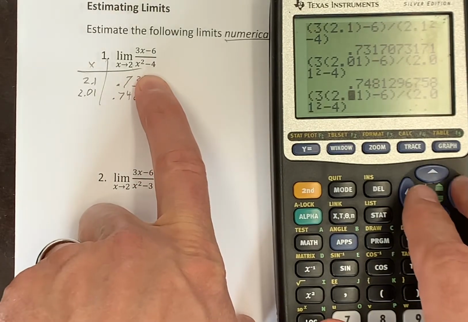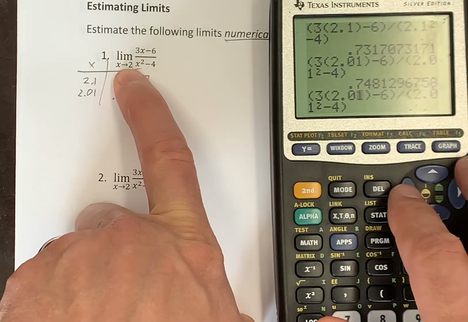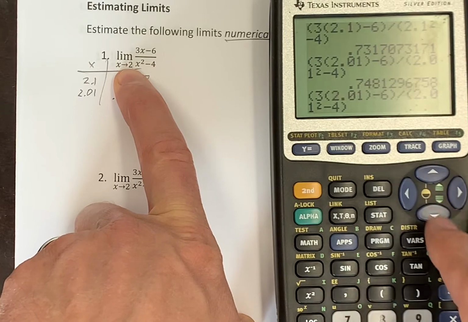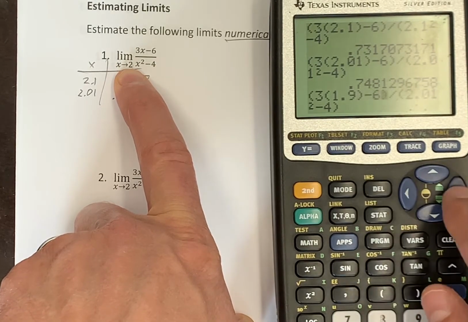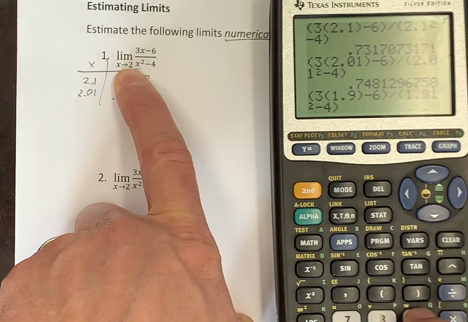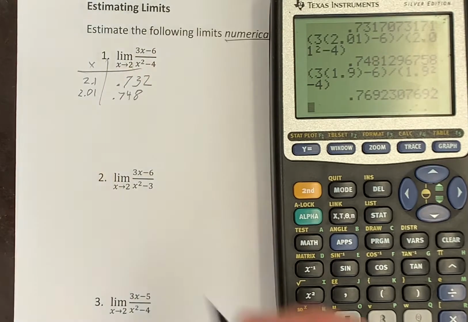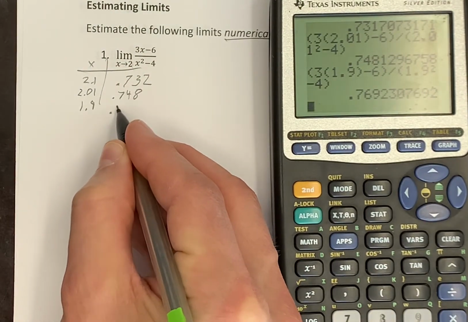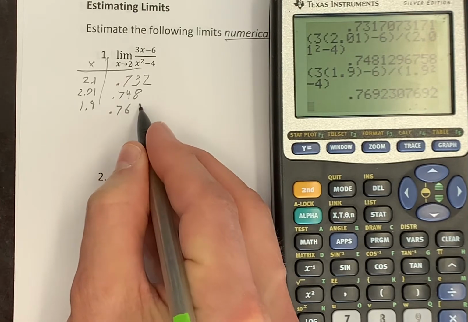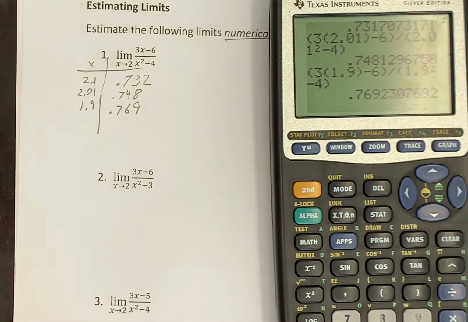Well, that is assuming that we're coming from the right. And with limits, we have to think about the left too. But what if you're a little smaller than this? What if you're at 1.9, say? Well, that's a valid way to be close, near, not at 2, right? So let's look at that. At 1.9, we're at 0.769. So a little bit different.